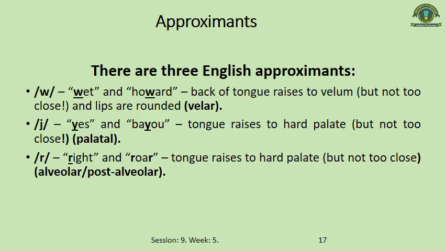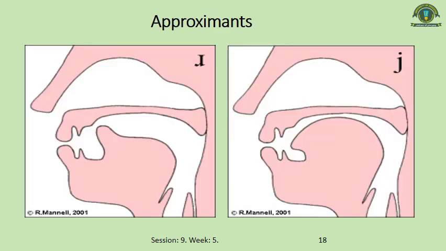Okay? And this sound is known as post-alveolar, or you can call it alveolar. That one is palatal, but this one is alveolar. R, right, roar. Tongue raises to the hard palate. Good. And this is how we produce approximants r and y.